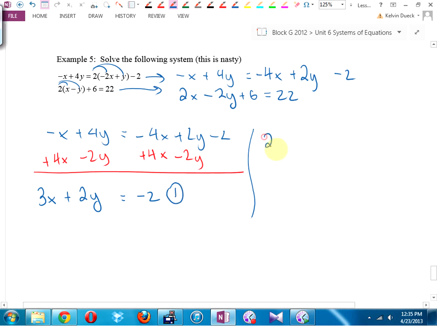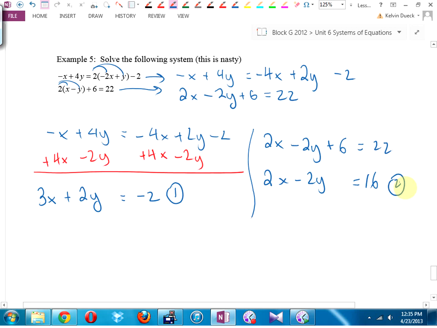Here's equation number 2, 2x minus 2y minus 6 plus 6, equals 22. What should I do with this one? Minus 6 from both sides, I'll get 2x minus 2y equals 16. That's equation 2.